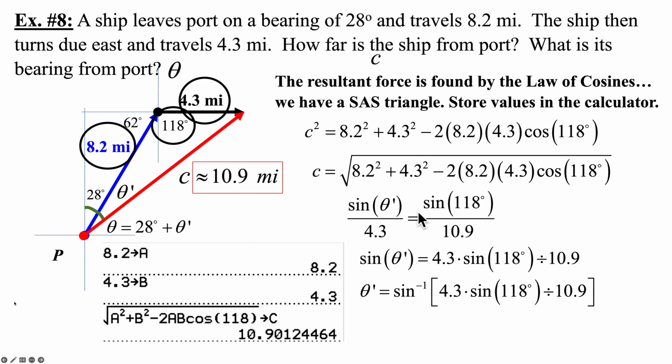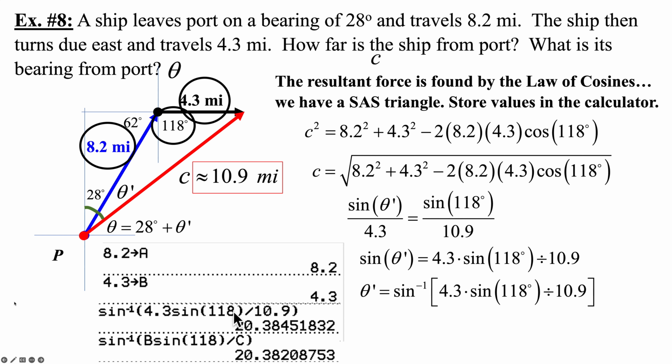So 4.3 times the sine of 118 degrees divided by 10.9. That's what sine of theta prime is. Then take the inverse sine of this. So to the calculator I go. So again, you can either type in the numbers or you can use the letters that you stored and saved. And you can see there is somewhat of a difference when you get to the third decimal place.